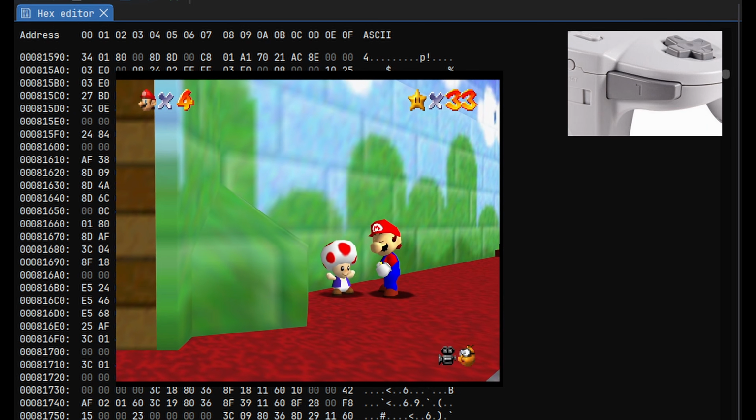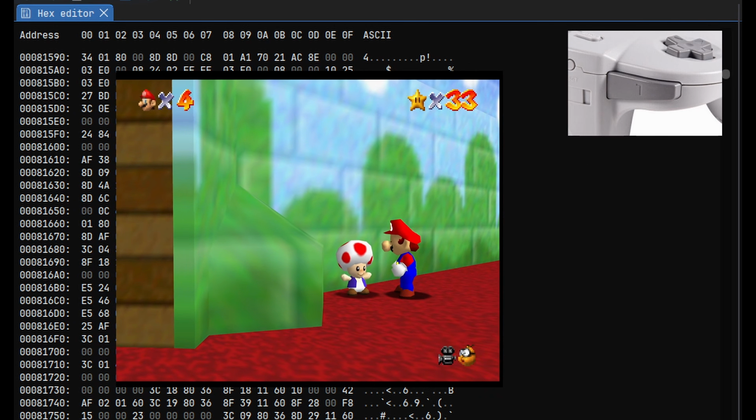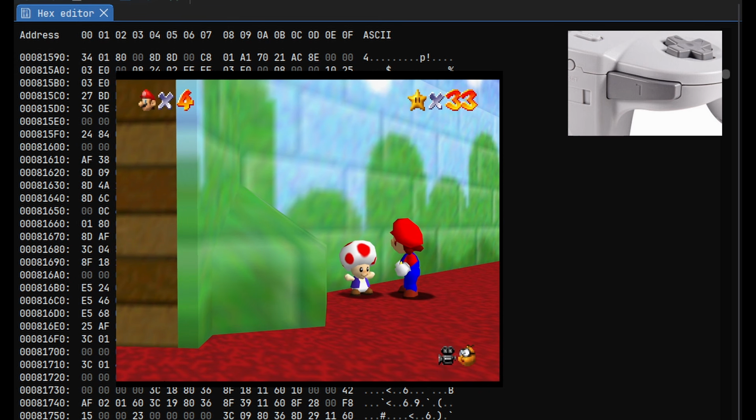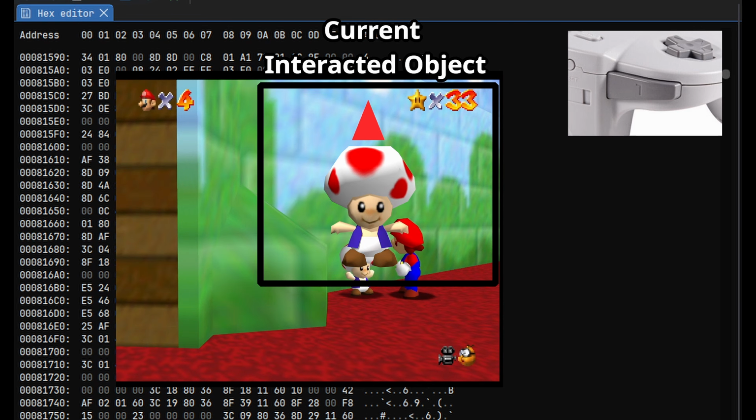This means that if you hold down this button and then attempt to talk to a Toad, the interaction with Toad will not begin. However, the game still recognizes that you talk to Toad, so the pointer towards Toad and its rotation angle is stored.